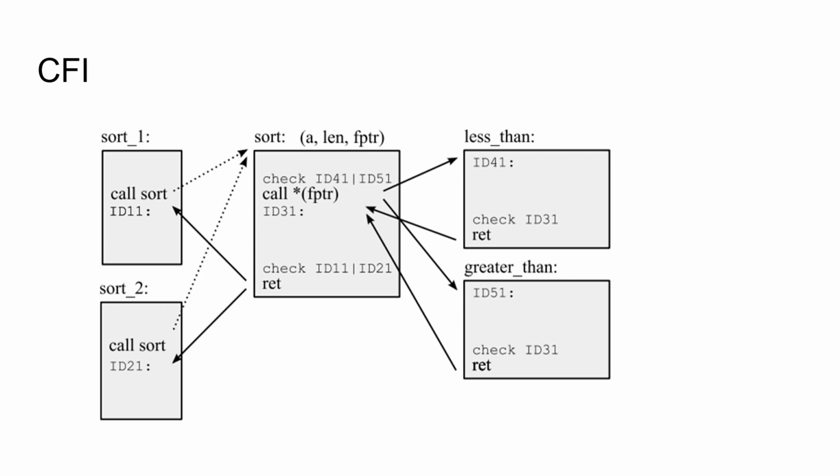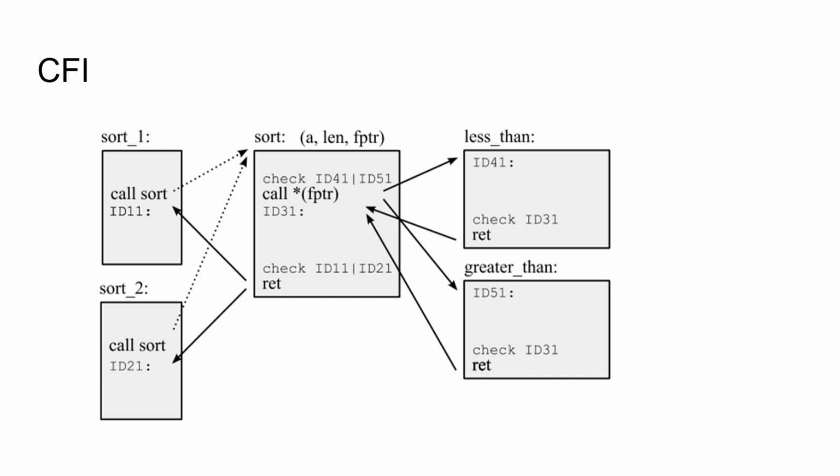So here we see the same program again, but now represented in a slightly different way. It's more like a pseudo call graph. On the left, we see the sort 1 and sort 2 routines that call the block in the middle, which is a sort routine, which in turn calls via a function pointer either less than or greater than.